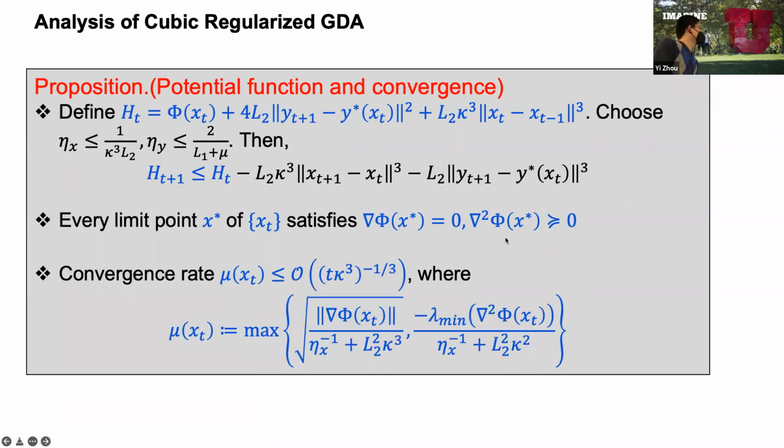So in the end, we can further prove a convergence rate of this algorithm. The convergence criterion is the norm of the gradient and the negative of the smallest eigenvalue of the corresponding Hessian matrix. These two criteria measure the optimality of these two conditions. We can show that this convergence criterion converges at a sublinear rate.